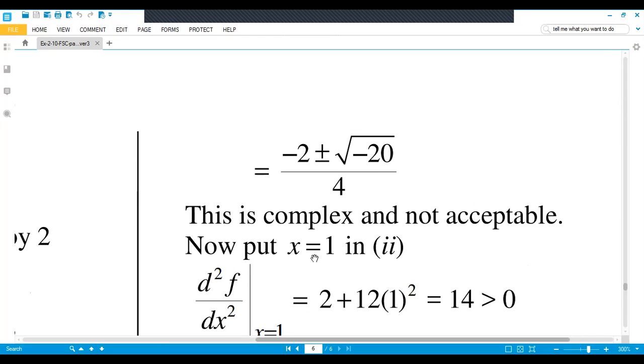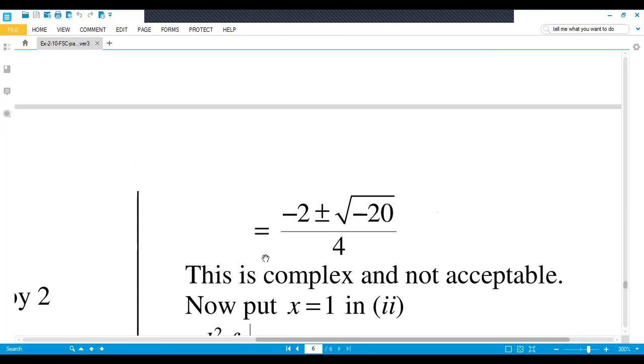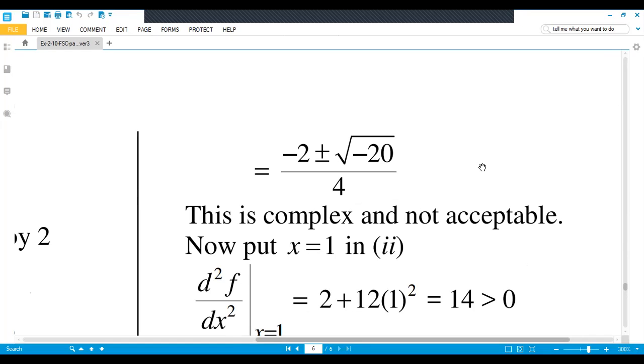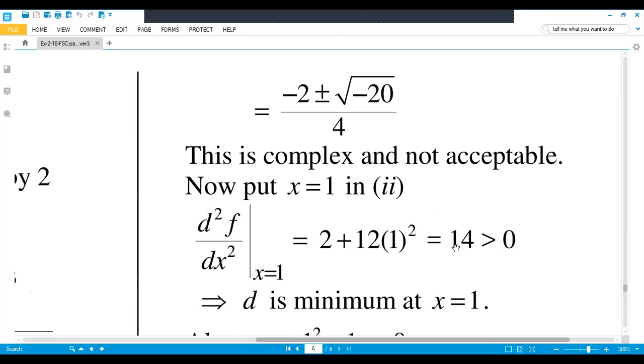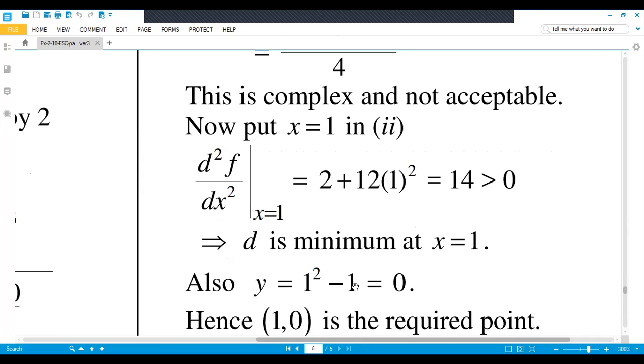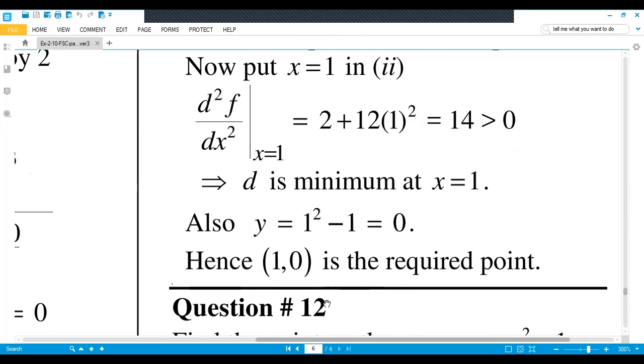So we get three values of x. One is x is equal to 1, and the other two are these values. This is a complex root, since under the root minus 1 means iota, so we ignore it. We take the other value, x is equal to 1. We put it in the second derivative and we get 14, which is greater than 0, so the distance is minimum at x is equal to 1. You put in the value of y, 1 square minus 1, so hence (1, 0) is the required point.